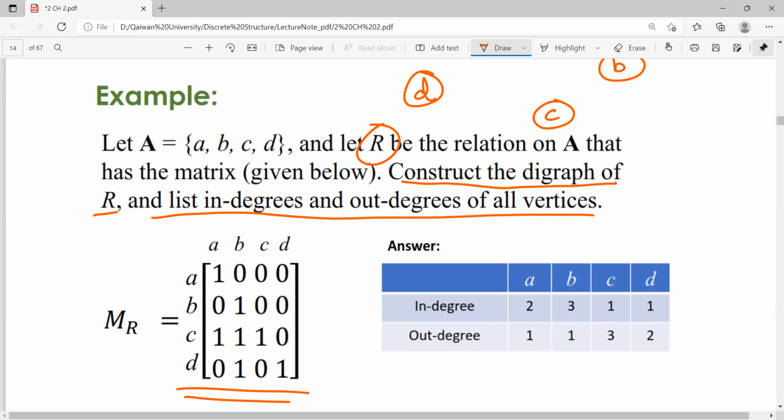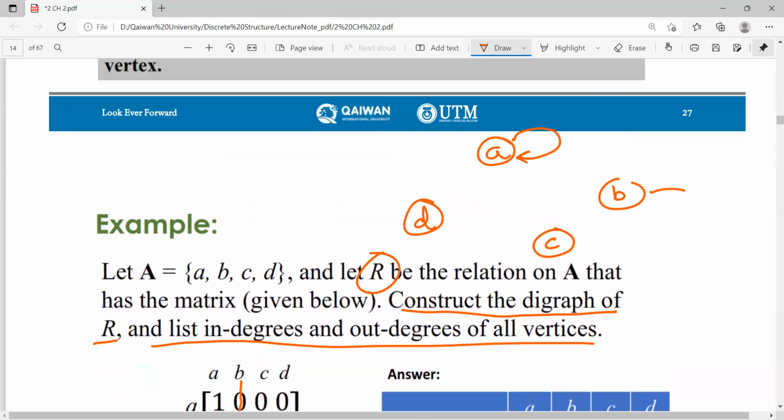And then for A and B, it's 0, so there is no arrow from A to B. For A and C, it's 0 also, so no arrow from A to C, and the same for D. Or you just need to count the ones, not the zeros. Here you have this one. What does it represent? It represents B and B, so we have an arrow from B to itself.